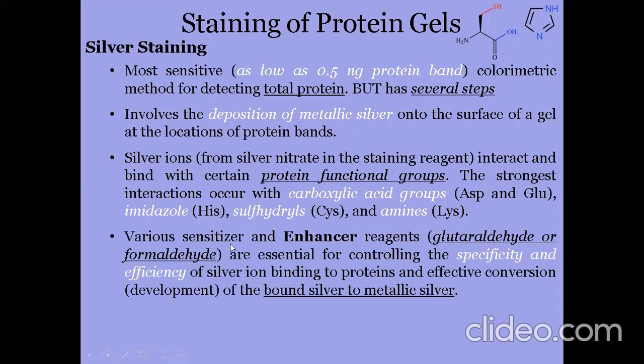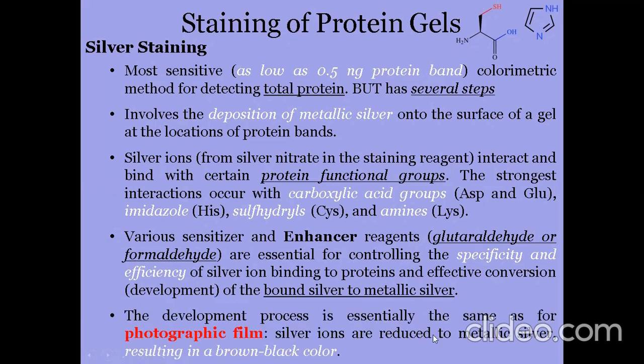Various sensitizer and enhancer reagents like glutaraldehyde or formaldehyde are essential for controlling the specificity and efficiency of silver ion binding to proteins and the effective conversion of the bound silver to metallic silver. So the bound silver can be converted into metallic silver, and these enhancers, glutaraldehyde and formaldehyde, increase the efficacy and specificity of silver staining.